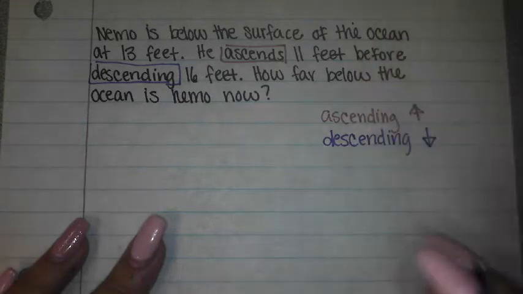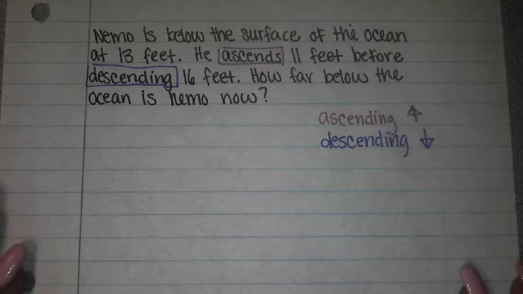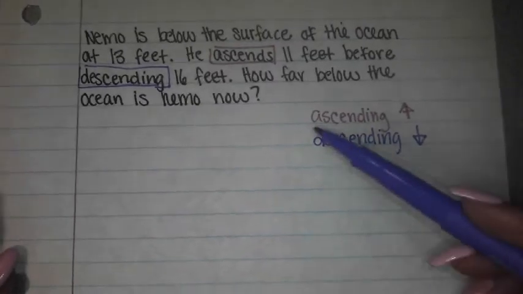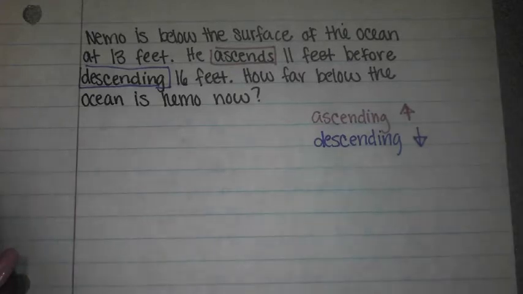So they like to throw these words at you at STAR, so please make sure that you know what ascending and descending means. Descending, you can remember the D stands for down, and the opposite of descending is ascending, which is going up.